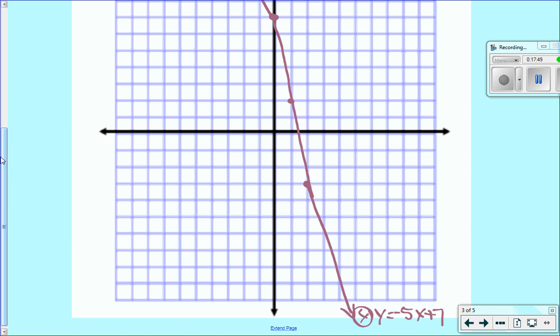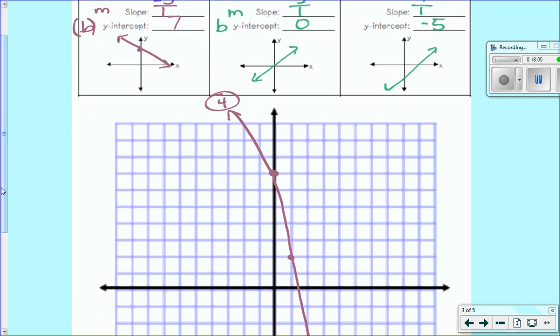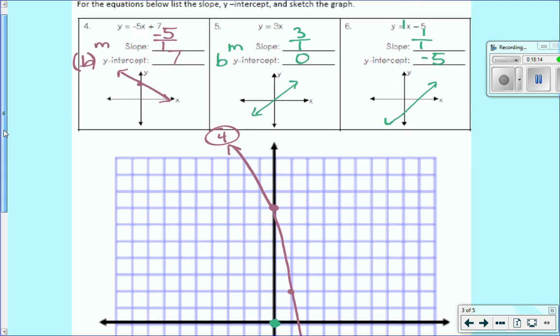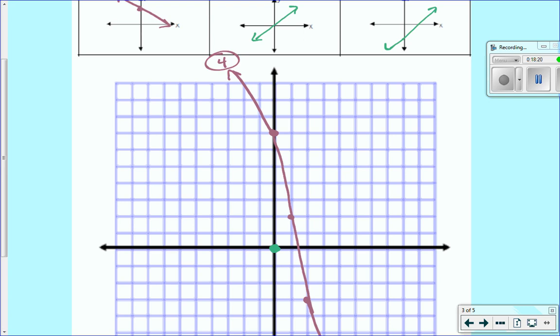All right, let's look at number 5. What do we begin with? Our y-intercept. What is our y-intercept? 0. All right, that's your first point right here. And we move with our slope, which is up 3, run 1. So move up 1, 2, 3, run 1. Move up 1, 2, 3, run 1. So we have our 3 points.